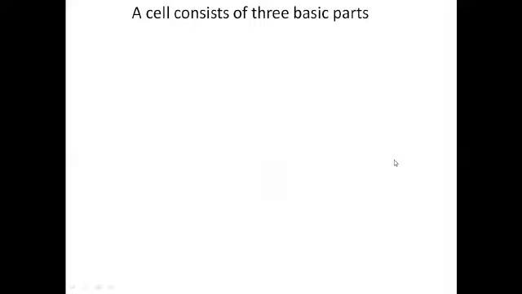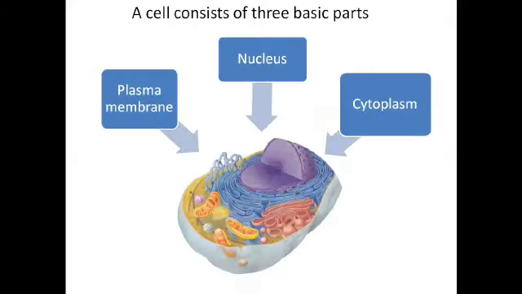A cell basically consists of three parts. So what are these parts? These parts are the plasma membrane, nucleus and the cytoplasm. The plasma membrane is actually the outer covering of the cell. The outermost covering of the cell is called the plasma membrane, or you can call it the cell membrane.